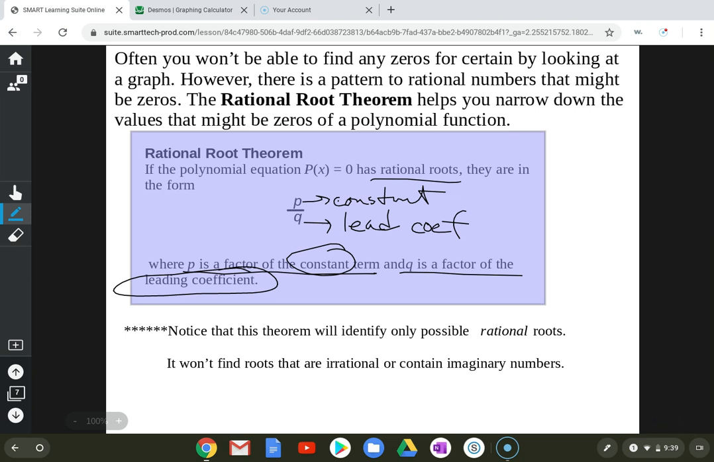And remember, this only gives you possible rational roots. It doesn't give you irrational, it doesn't give you imaginary roots, and every number that you find is not necessarily going to be a root. So it's probably going to give you a ton of numbers that aren't roots. So it's not a real slick theorem. It gets a little cumbersome, but it is a helpful theorem. So let's see if we can use it.